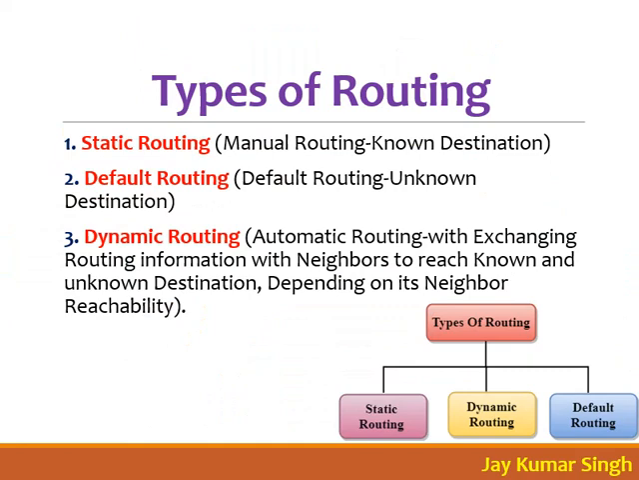Routing has three types: static routing, default routing, and dynamic routing. Now we are going to work on dynamic routing. Dynamic routing is automatic routing, exchanging routing information with the neighbors to reach known and unknown destinations depending on neighbor reachability. If you are my neighbor and you are connected with 10 networks, you will share those networks with me and I will share my networks with you, and then you will be reachable to my network and I will be reachable to your network. This is dynamic routing.